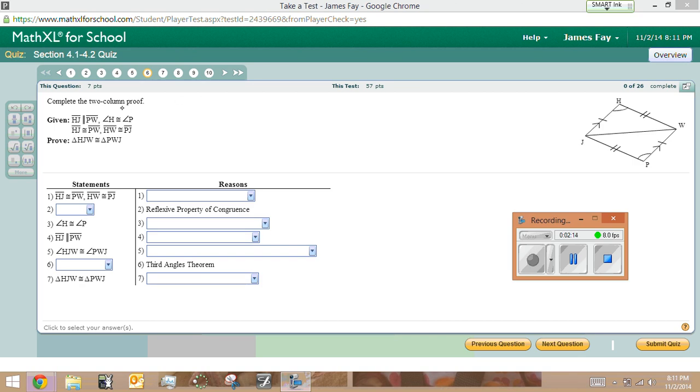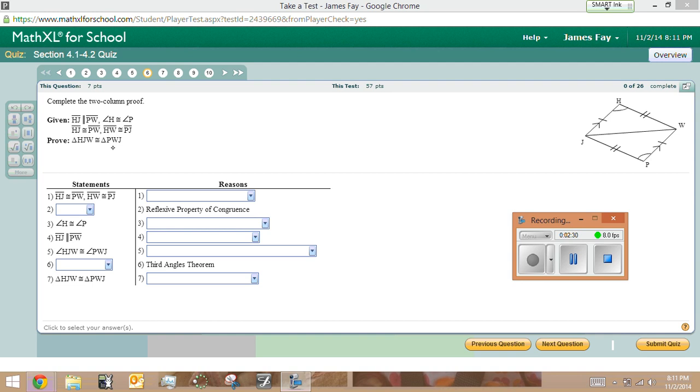Complete the two-column proof. It says segment HJ is parallel to segment PW. Angle H is congruent to angle P. Segment HJ is congruent to segment PW. Segment HW is congruent to segment PJ. Prove the two triangles are congruent.